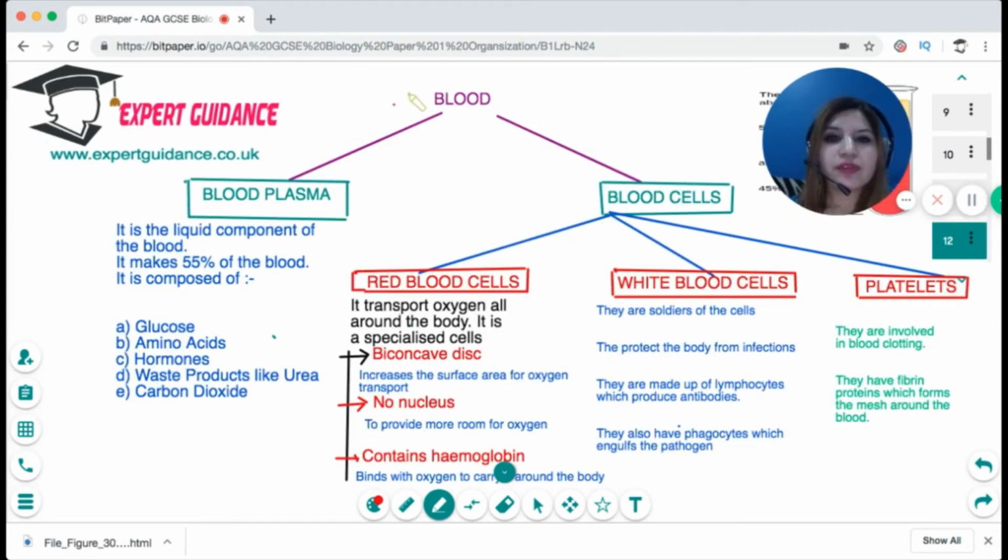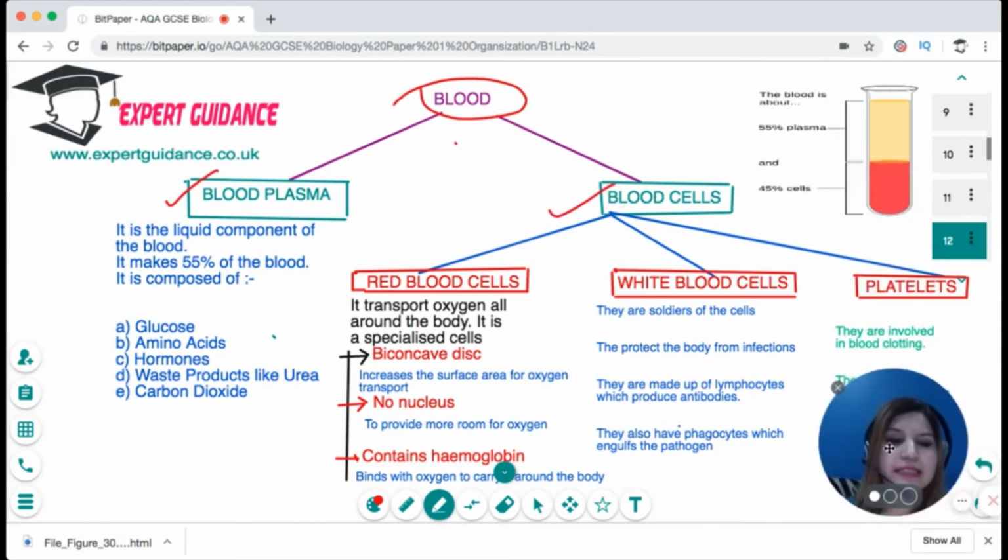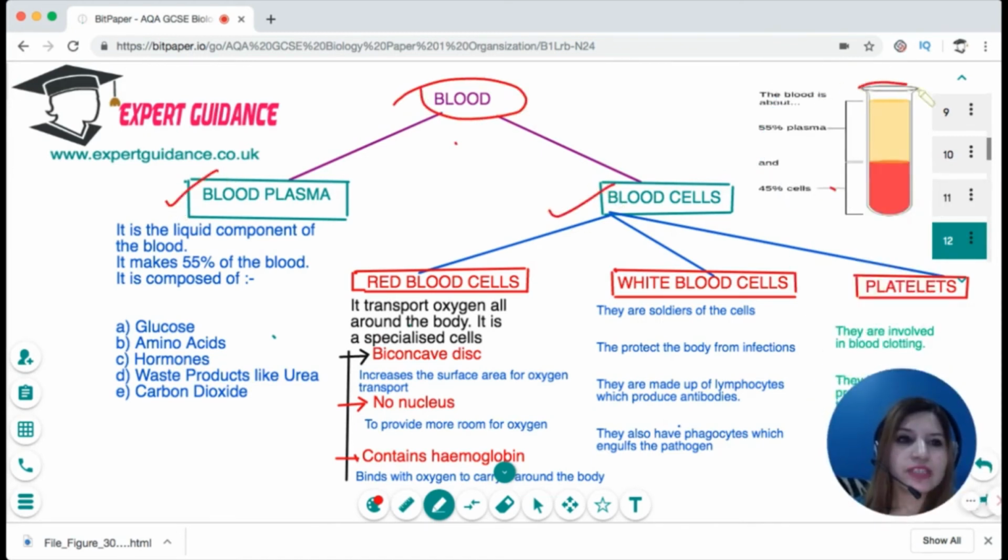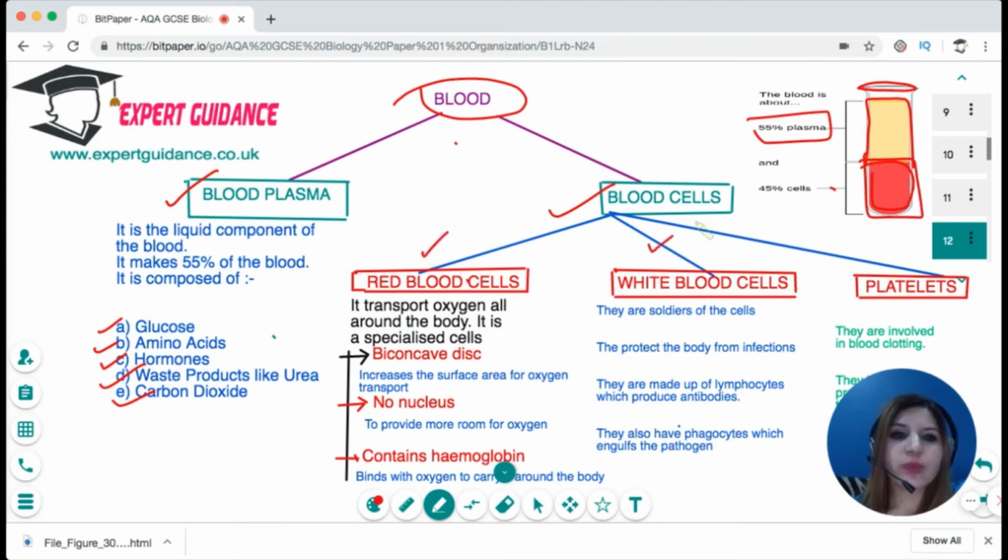Now, the blood is made up of blood plasma and blood cells. If we centrifuge the blood, the blood cells are heavy, so they collect at the bottom, and then there's the blood plasma. Blood plasma makes up 55% of the blood, and it is the liquid component of the blood. It has all the things that a cell requires, like glucose, amino acids, hormones, waste products, and carbon dioxide. And then the blood cells perform specific functions, and there are three types of blood cells: red blood cells, white blood cells, and platelets.